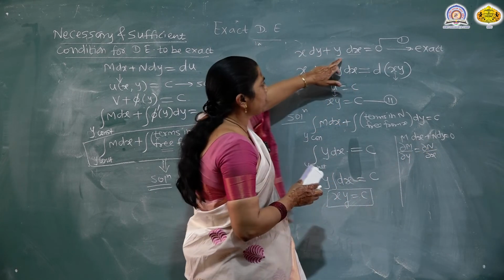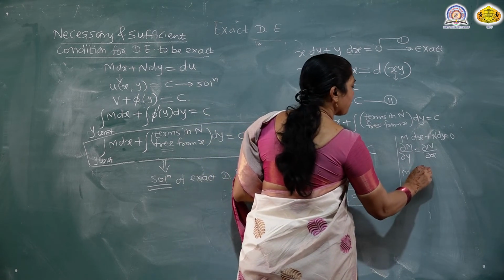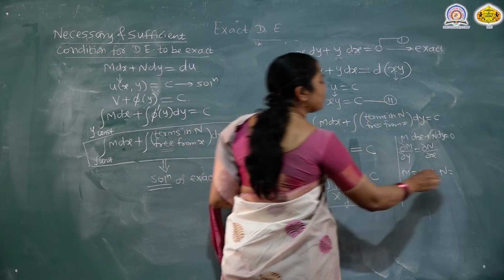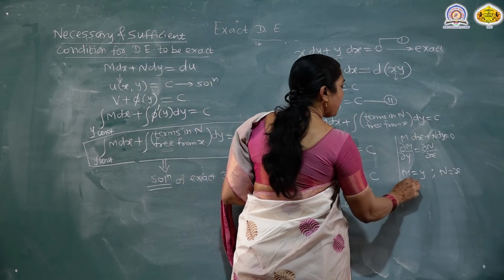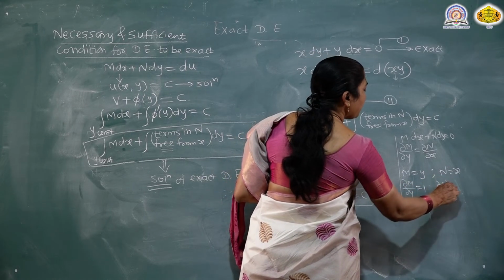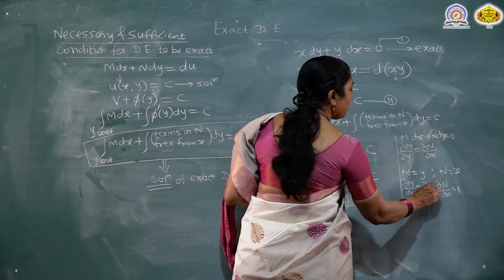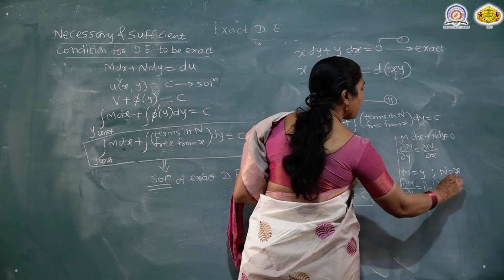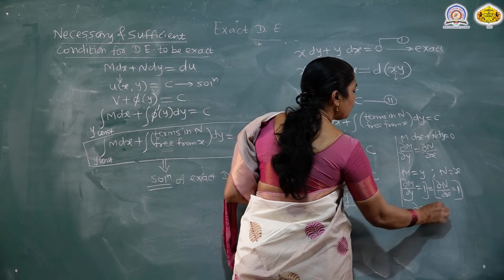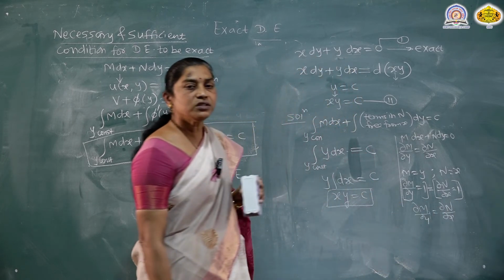Observe here, what is M? M is y, M dx. So here M is y. And what is N here? N dy. N is nothing but x. Find ∂M/∂y. It is 1. And find ∂N/∂x. This is also 1. Observe that ∂M/∂y is equal to ∂N/∂x, which implies that this equation is exact.